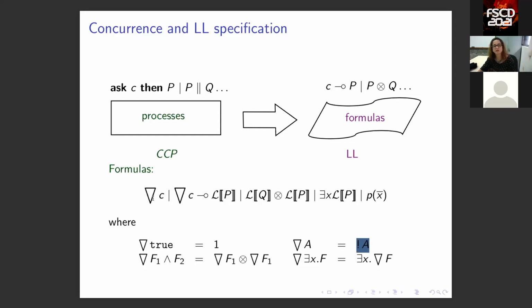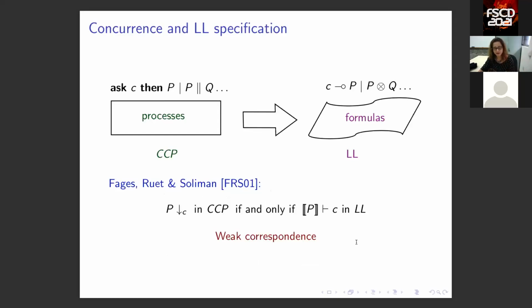So every time we see a constraint that has a particular shape, you're going to move the bang, the modality for being classical, inside your specification. So in this way, you have a very nice way of specifying CCP into linear logic. And Fages and colleagues proved that you can observe something in CCP from a process P only if you can prove this something in linear logic from the translation, or the encoding, or the embedding of this process.